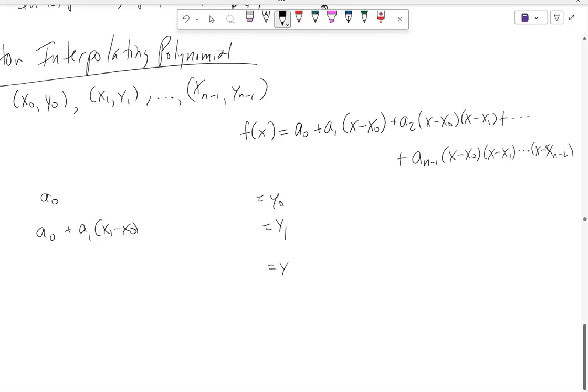What does Y2 have to equal? Everything up to the X2, right? We'd have A naught plus A1 times X2 minus X naught plus A2 times X2 minus X naught, X2 minus X1. Right? Because again, when you plug in X2, you're supposed to get out Y2. It's the whole point of doing the interpolation, right? It has to go through the points. That's how we're setting up the system.